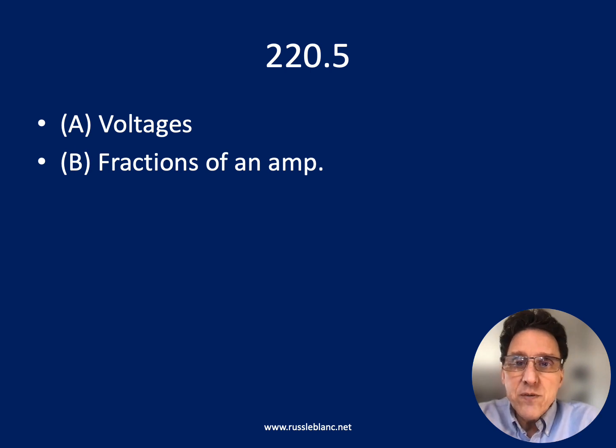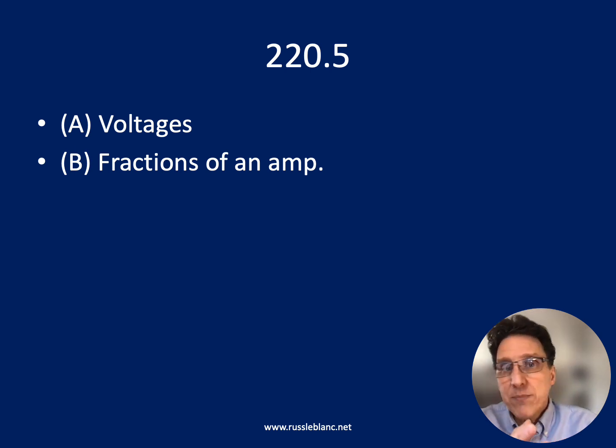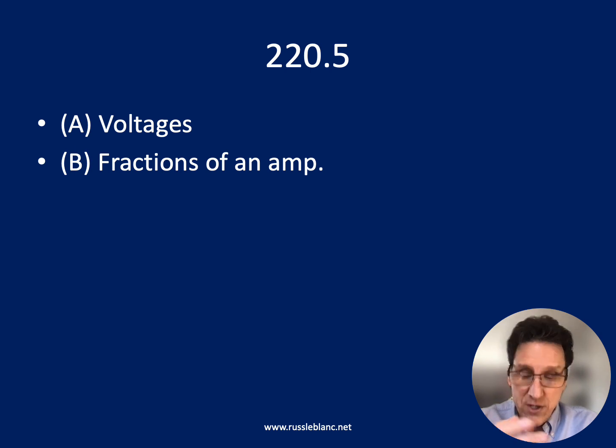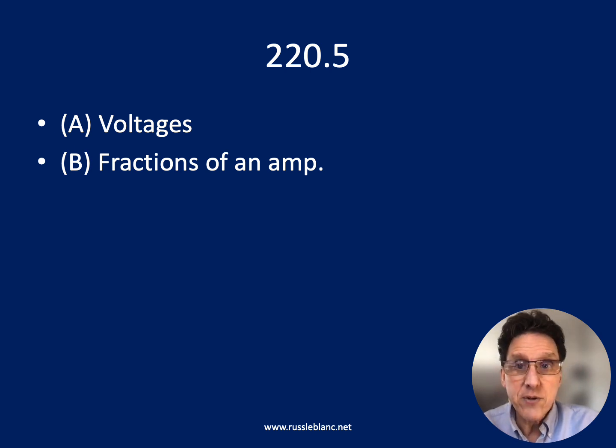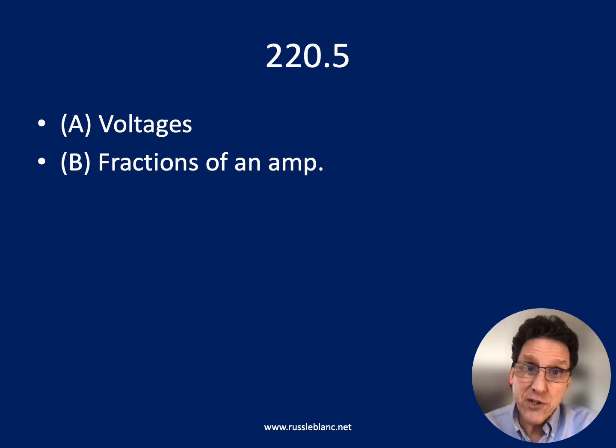And when it comes to fractions of an amp, 220.5(B) gives us permission to round up or round down, and we can drop small fractions if they're less than 0.5. So it's completely up to you, whatever works in your favor as far as the calculation goes. But what you cannot do is drop a fraction of 0.5 or 0.6 or 0.7 amps. You can either keep it or round up, but you can't drop that. You don't have permission to do that.